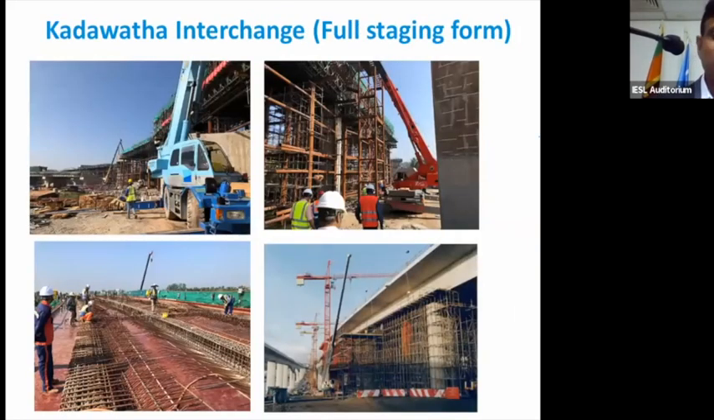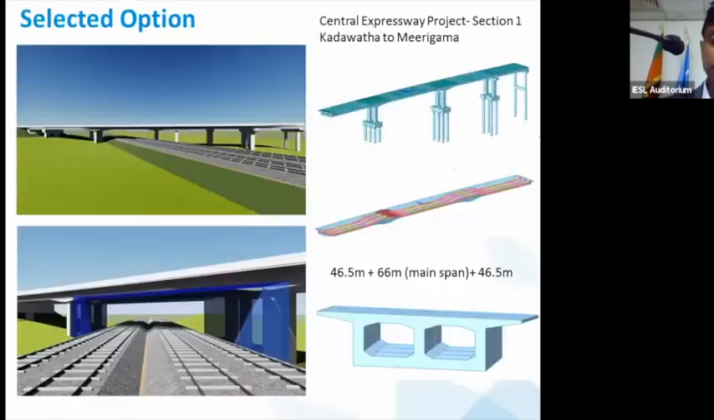Now, coming back to the project that we talked about, and we talked to the contractor. They have done a similar thing in the Kadavada interchange. They have this big formwork, which was one of the key requirements, because they use the full stage. They agreed that some of the material can be used, and hence we selected the post-tension box girder as the suitable option here.